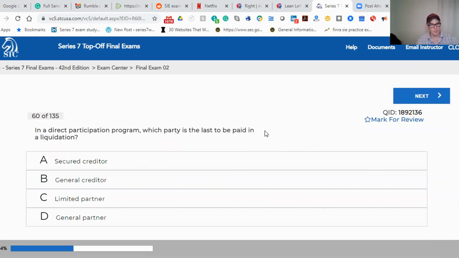In a DPP, direct participation program, limited partnership, which parties are last to be paid? So remember, it's secured, unsecured, LP, GP. So the GP is last.